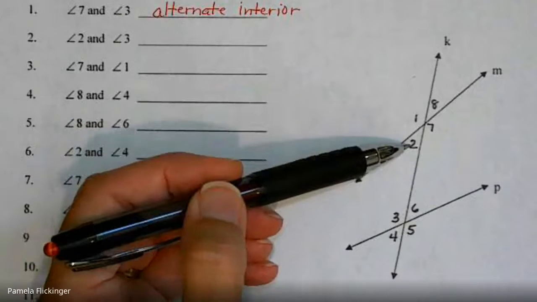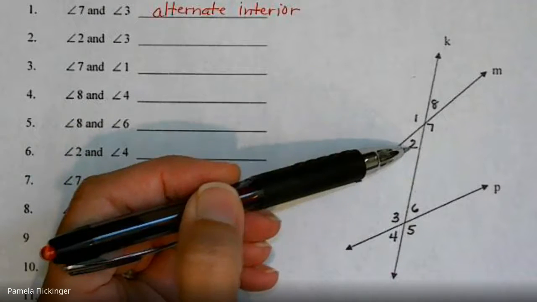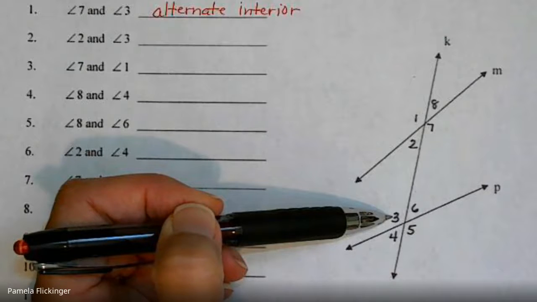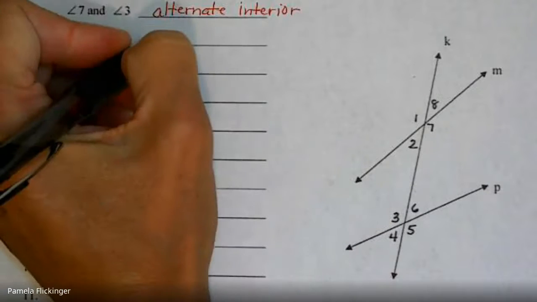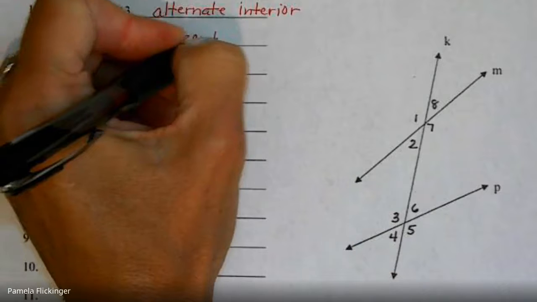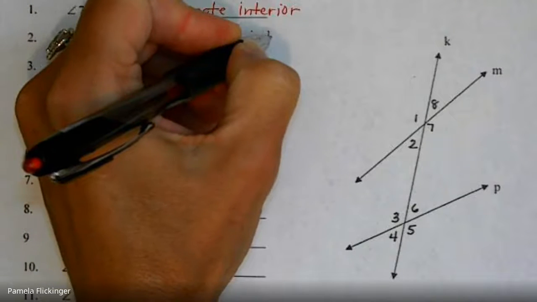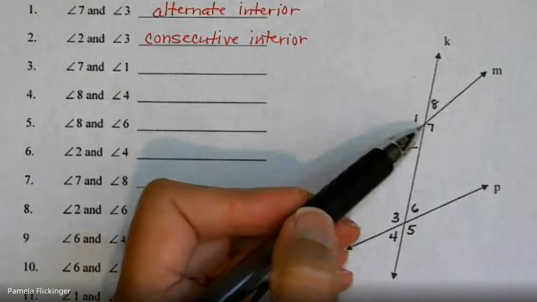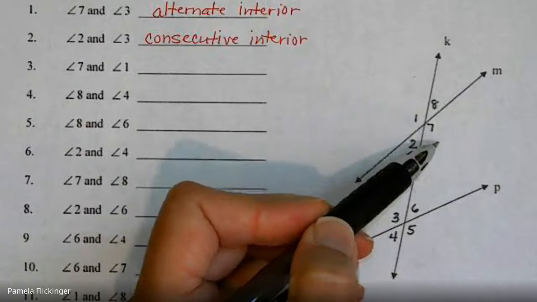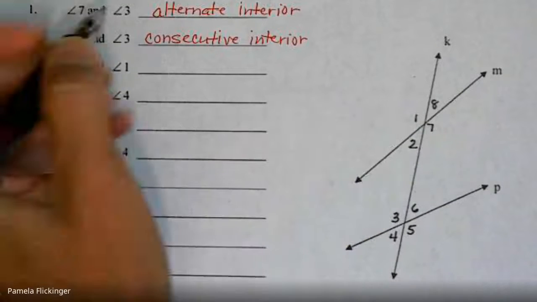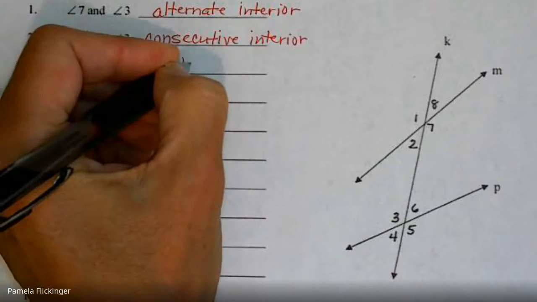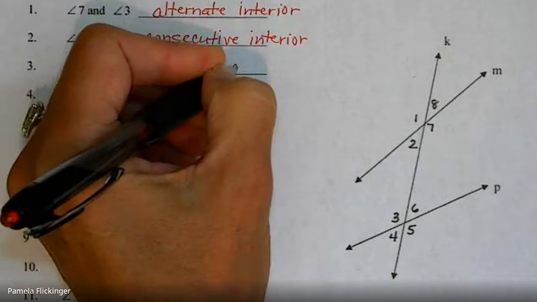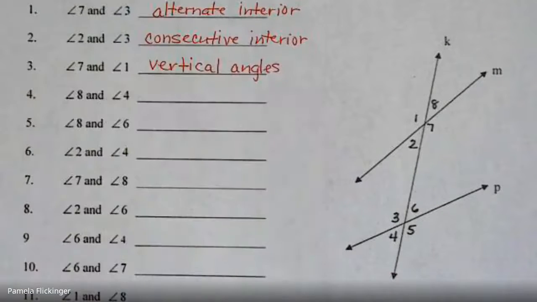All right, 2 and 3, again, different clusters. They're on the same side and they're both interior. So these would be called consecutive interiors. Number 3, 7 and 1, these are in the same cluster and they're opposite. So these are simply vertical angles.